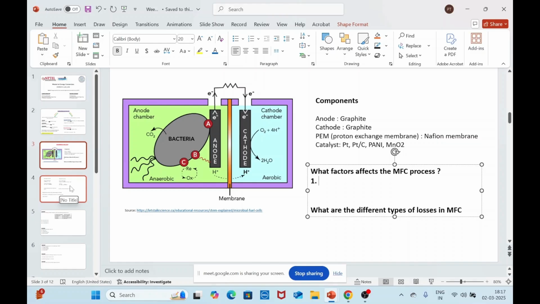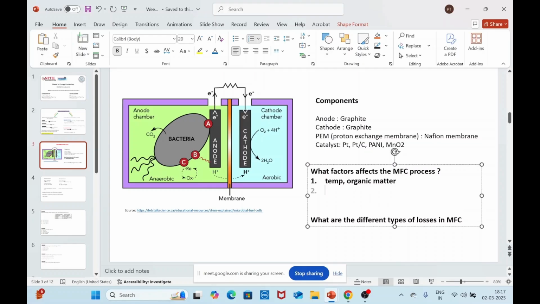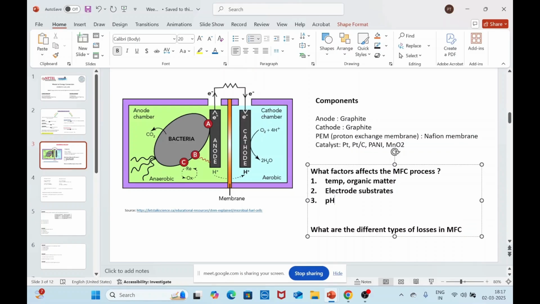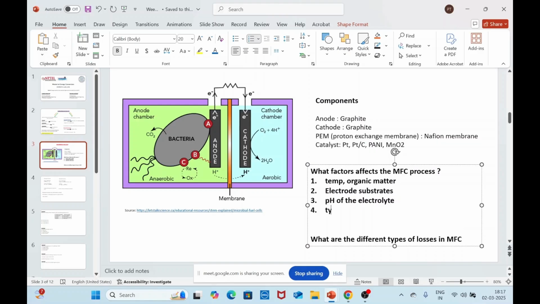Factors affecting the MFC process. The first one is temperature, then organic matter, the organic material that you're going to put into your system. Then you have the electrode substrates. Then the pH of the electrolyte that you are going to use. And then the type of catalyst.